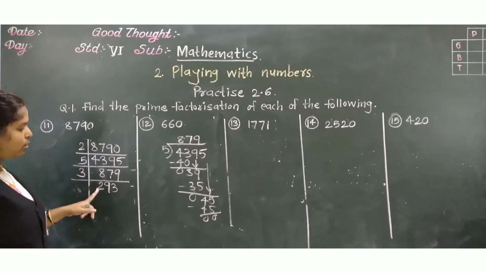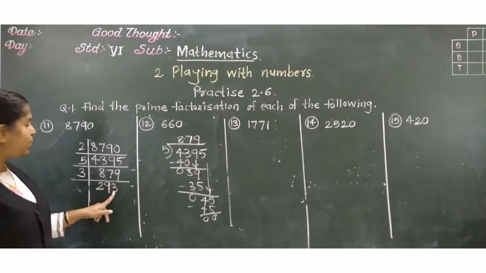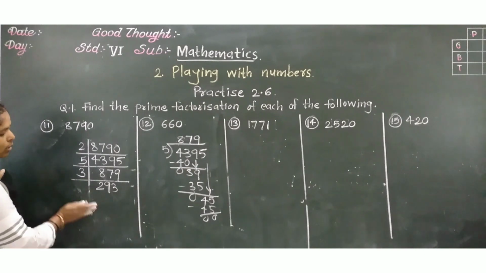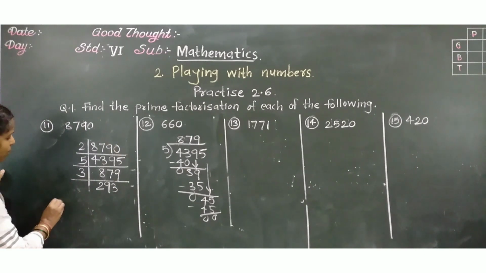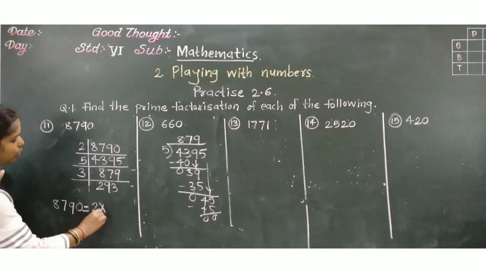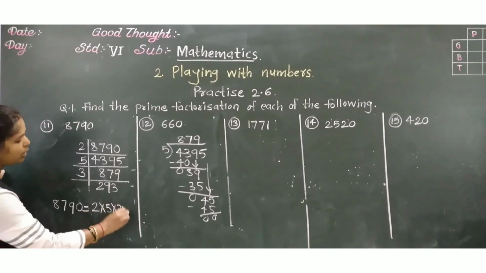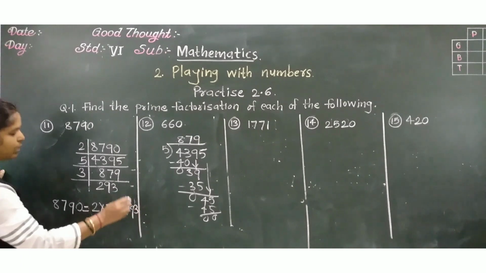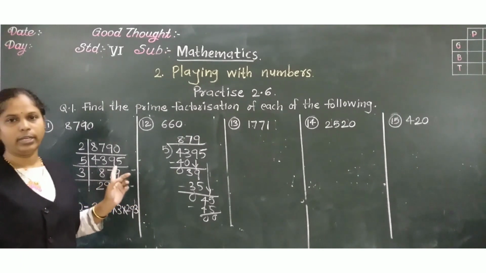Okay, further, can we divide this by any other number? See here, because 293 is a prime number, we cannot divide. Therefore, the prime factorization of 8790 is 2 into 5 into 3 into 293. Got it?